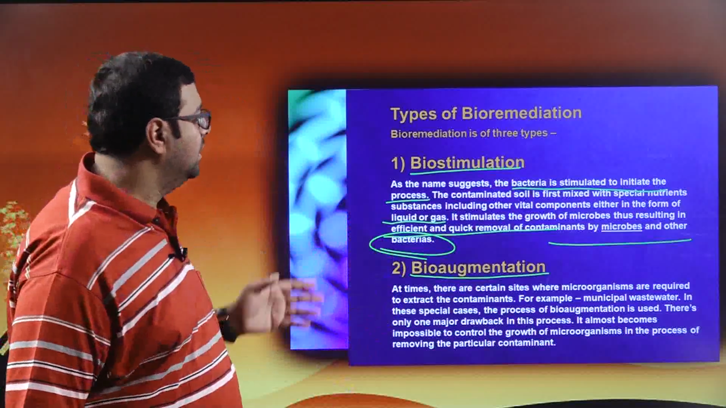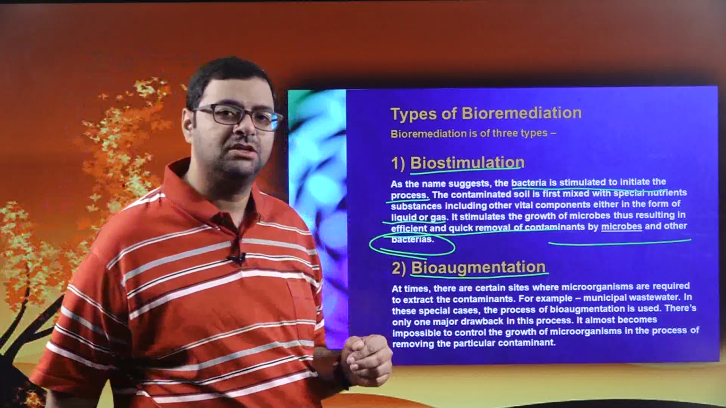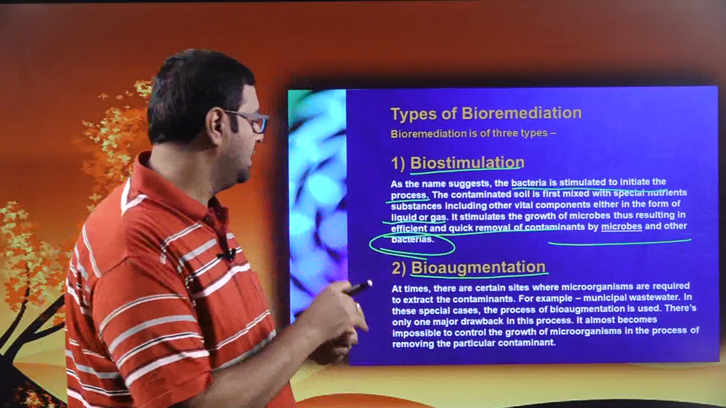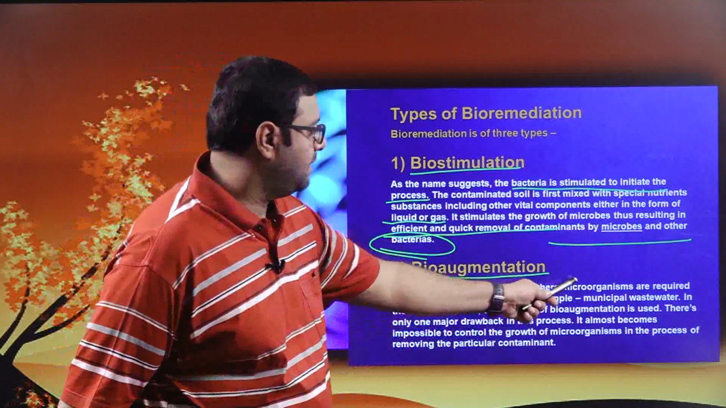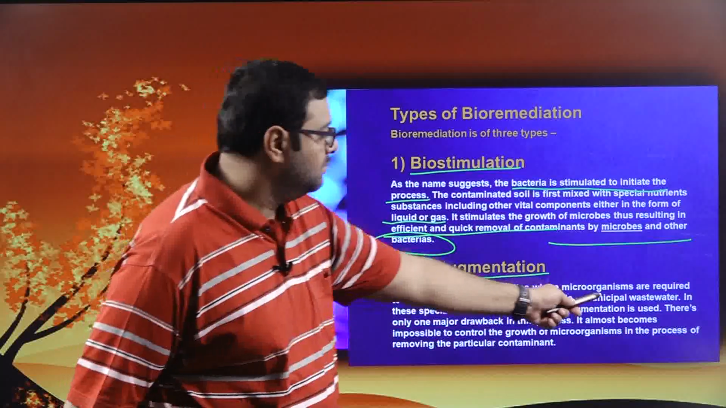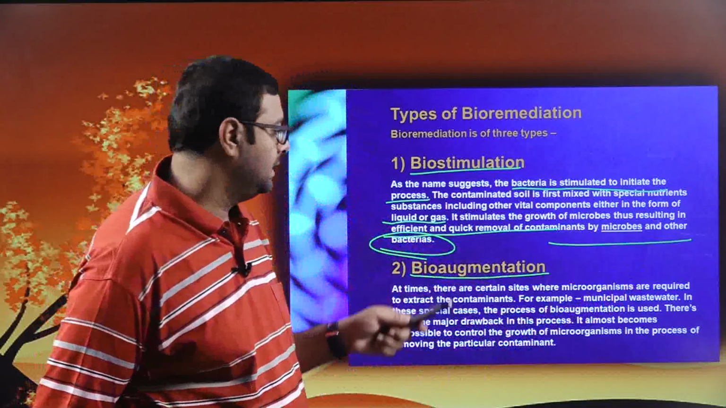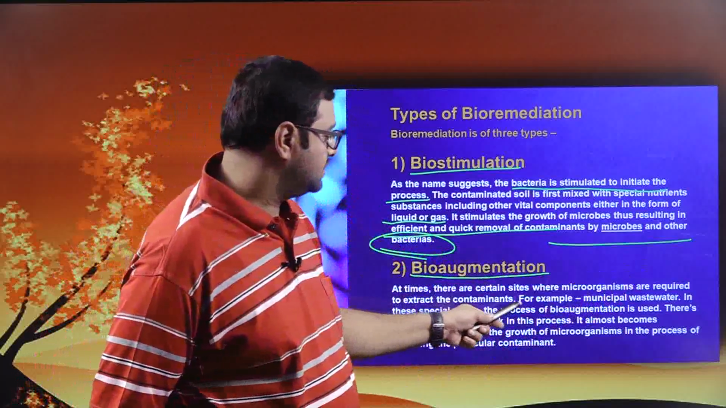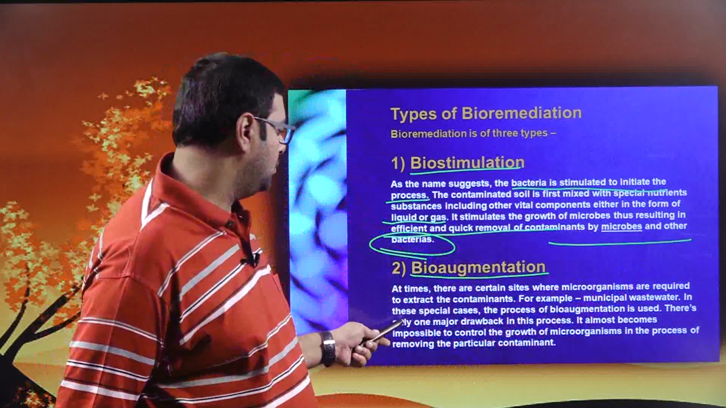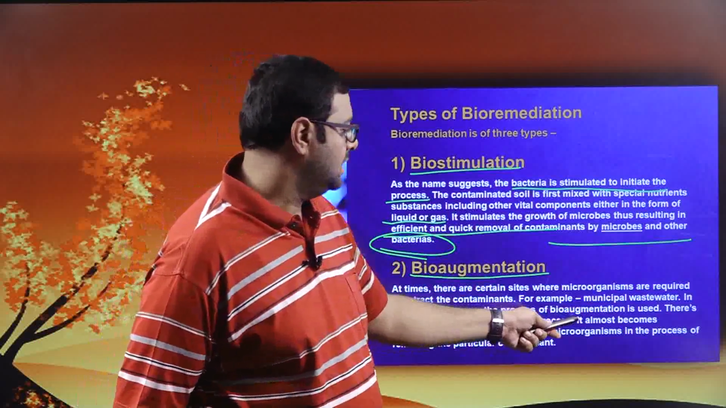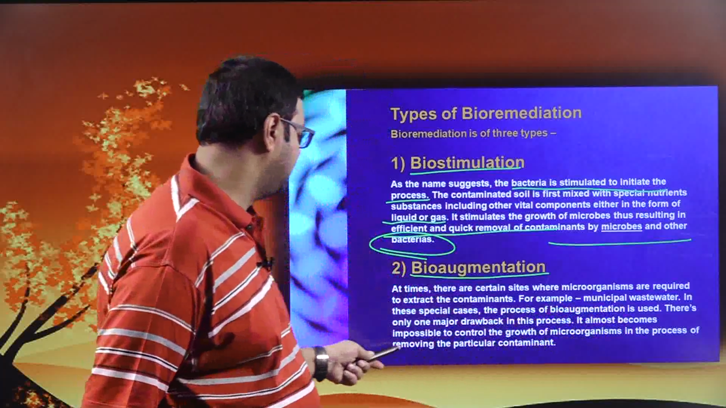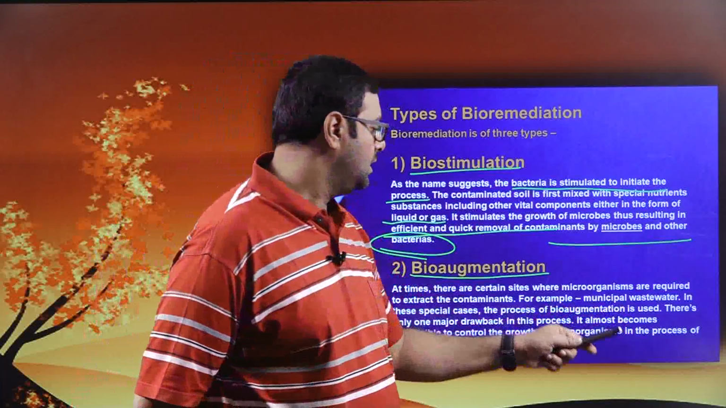Then you have the second type of bioremediation, which is bioaugmentation. When I say augmentation, there are certain sites where microorganisms are required to extract the contaminants, for example municipal waste water. In these special cases, the process of bioaugmentation is used. There's only one major drawback in this process: it almost becomes impossible to control the growth of microorganisms while they remove the particular contaminants.